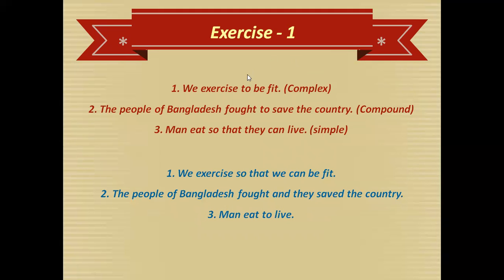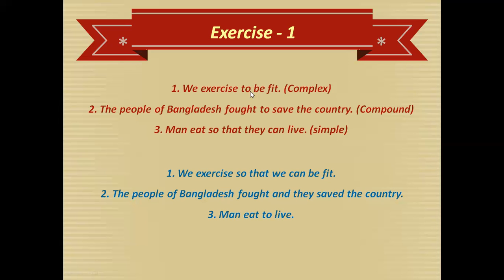Then you can see the exercise here. We exercise to be fit. So the given sentence is simple. You have to change it into complex. Then, the people of Bangladesh fought to save the country. Now you have to change this into compound. Men eat so that they can live. So here you can identify whether the given sentence is a simple sentence, a complex sentence or a compound sentence. First sentence, look at this. We exercise to be fit. So what type of sentence is it? Simple, because of to here.